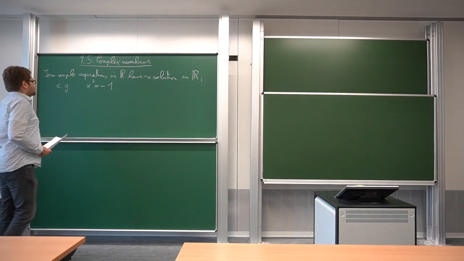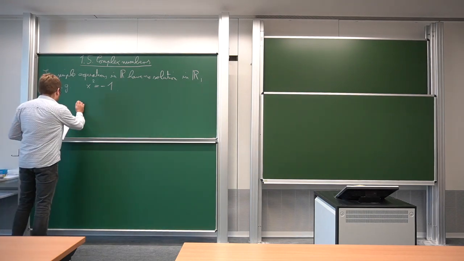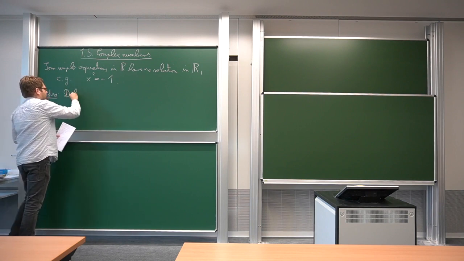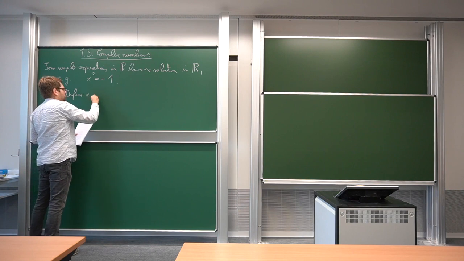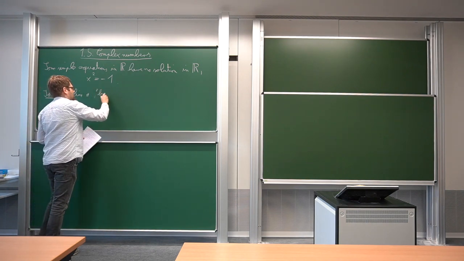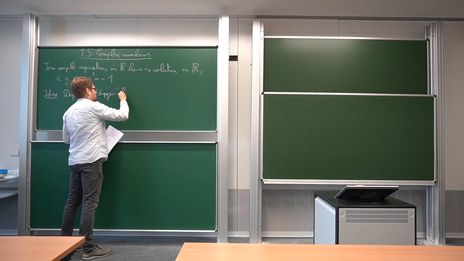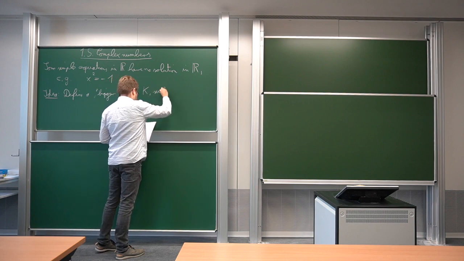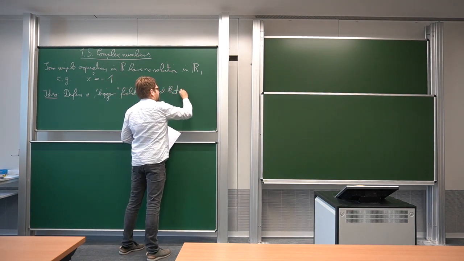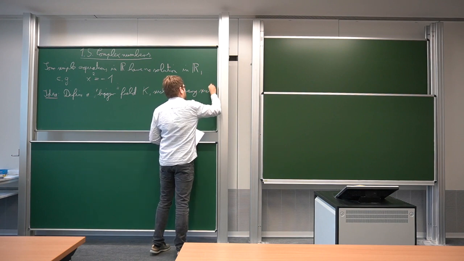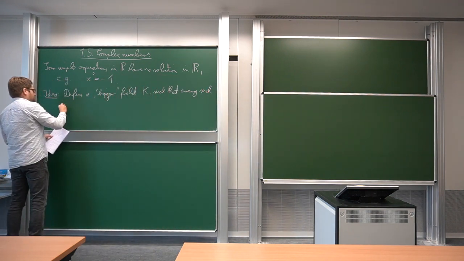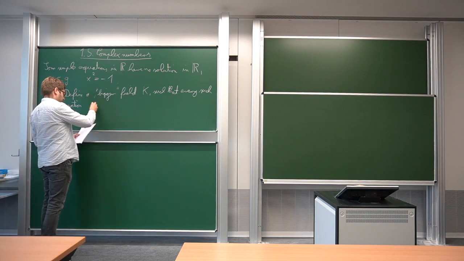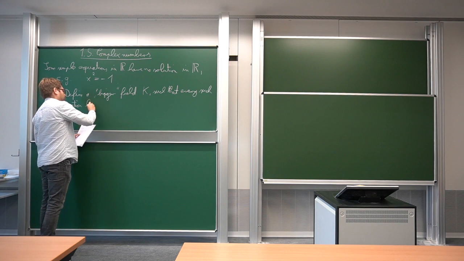So this is now an equation that has no solution in R, and the idea is, as I just mentioned, we define a bigger field, bigger than the real numbers. Let's call it K, such that every such equation has a solution in K. Such equation is of course not really precise. I will state later what I mean by this. Every such equation has a solution in K.